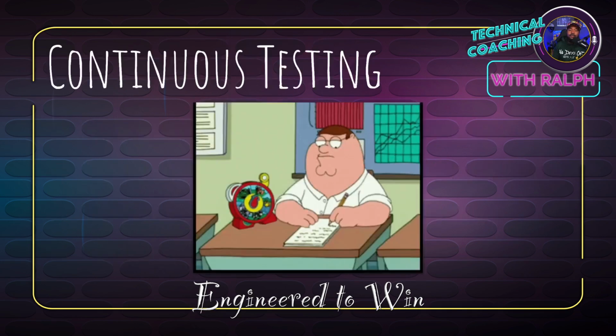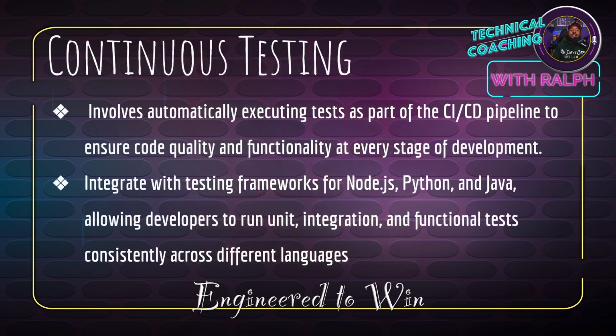All right. So let's talk about continuous testing. We see here taking a test. So what is continuous testing? It involves automatically executing tests as part of your continuous integration and continuous development pipeline to ensure code quality and functionality at every stage of development. So let's say, for instance, you have a branch where you push up, you're going to run your test on that branch, and then now you merge it into like master, for instance, it's going to run it in that branch as well. So you can set it up to run on different branches, different environments, things like that.